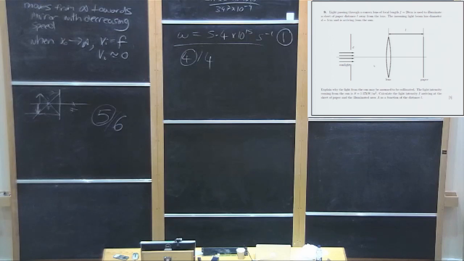So, light passing through a convex lens of focal length f, used to illuminate a sheet of paper some distance from the lens. The incoming light beam has a diameter d, and is arriving from the sun. Explain why the light from the sun may be assumed to be collimated. Right, let's stop there for a minute.